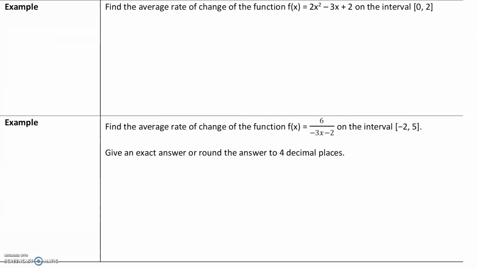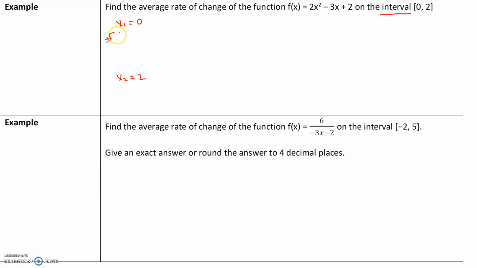Next example. Find the average rate of change of the function f of x equals 2x squared minus 3x plus 2 on the interval 0, 2. Now remember, when we talk about an interval, these are the x values. So x1 is equal to 0 and x2 is equal to 2. We are looking at the average rate of change of this function from x equals 0 to x equals 2. We need to know what the corresponding outputs are.